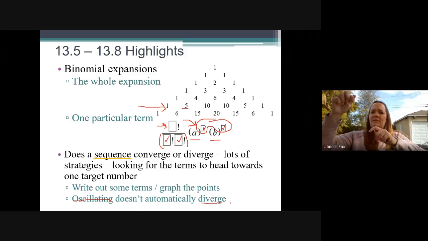If they're oscillating but coming in towards a target number, kind of like wedging themselves in, then that would be converge. If they're oscillating at the same levels, then that's definitely diverge, because you want your sequences to be coming to one particular number. Now that number could be a 1, it could be a 2, it could be a 0, it could be a 10, but as long as they're coming in towards a number, then that means it converges.